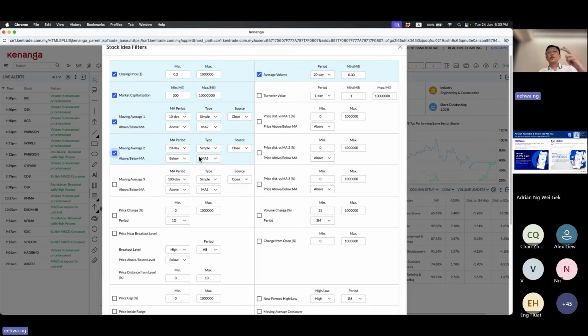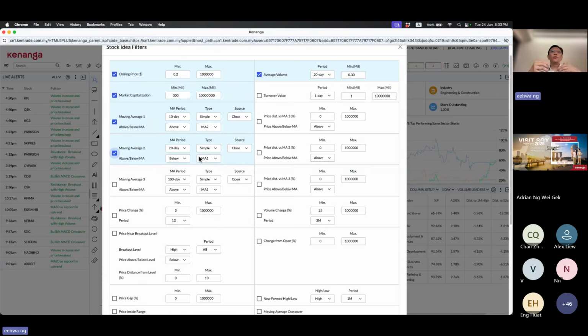So what I'm trying to achieve is I want both the short term and the longer term to stack against each other, 10 and 20. Whenever the 10-day moving average is above the 20-day moving average, it would mean that the stock price is on an upward movement.